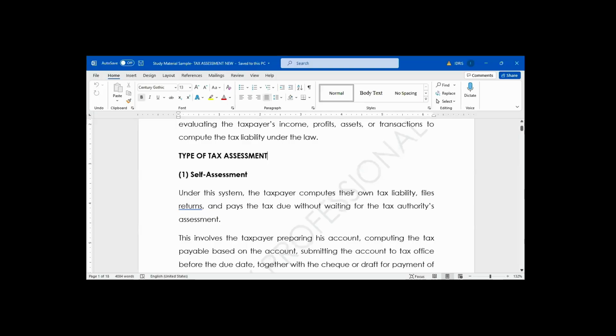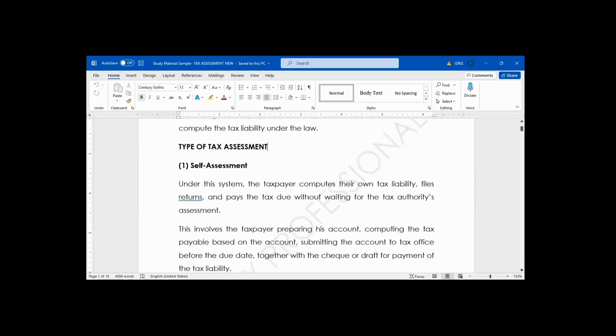But at the end of the year, we are going to checkmate, either for a certain number of years, maybe 5 years. We are going to add all the returns you have filed based on self-assessment together and conduct a tax audit on them, to determine whether the self-assessment you filed is correct or wrong, and to determine whether you are going to have additional assessments. So that is what self-assessment means.